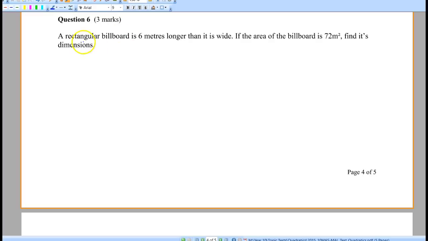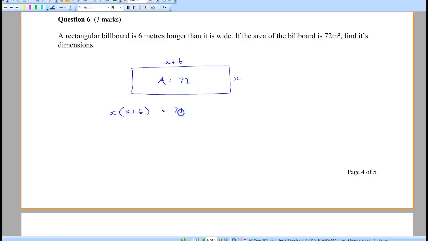A rectangular billboard is 6 meters longer than it is wide. So I've got to draw this thing. It's always good to draw a diagram. Here's my billboard. It's 6 meters longer than it is wide, so I'm going to make the width x so that I can make the length x plus 6. Now I've put some algebra in, and I know the area is equal to 72. And I can tell that the area of a rectangle is x by x plus 6, or length times width.